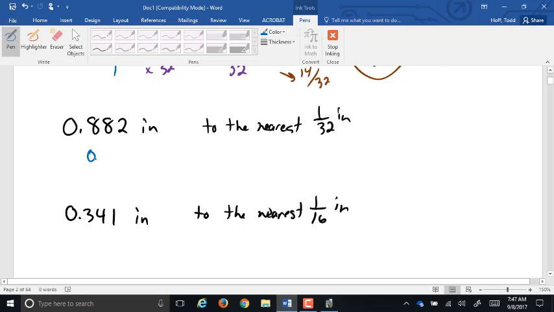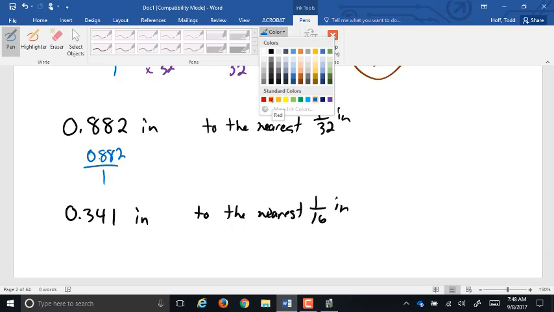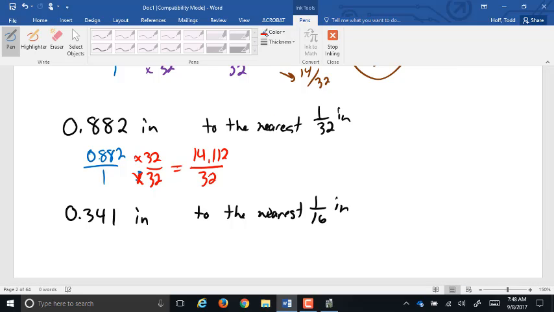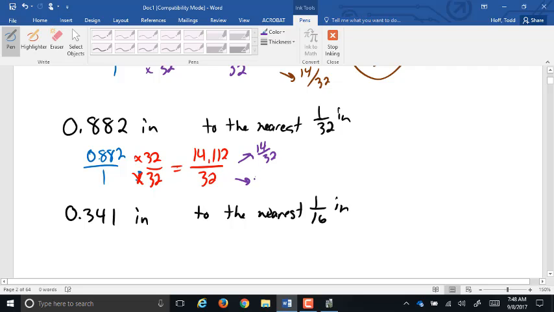So up top here, 0.882 over 1 times 32. I'll do the bottom. 1 times 32 is 32. 14.112. So that is between 14 and 15, 32nds. So it's 14, so that reduces to 7/16 of an inch.